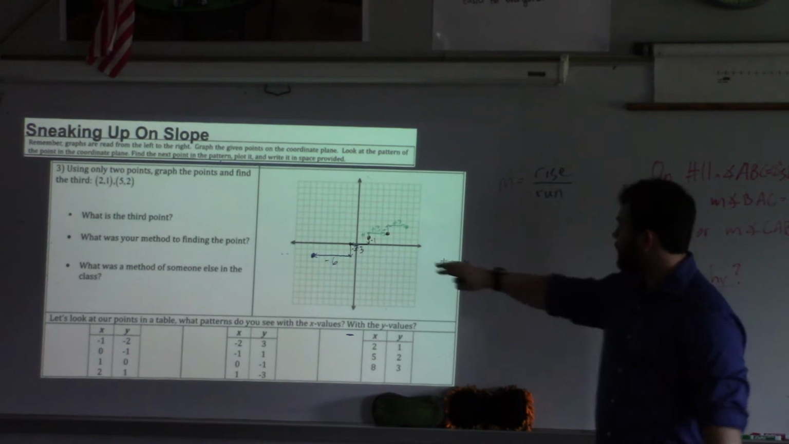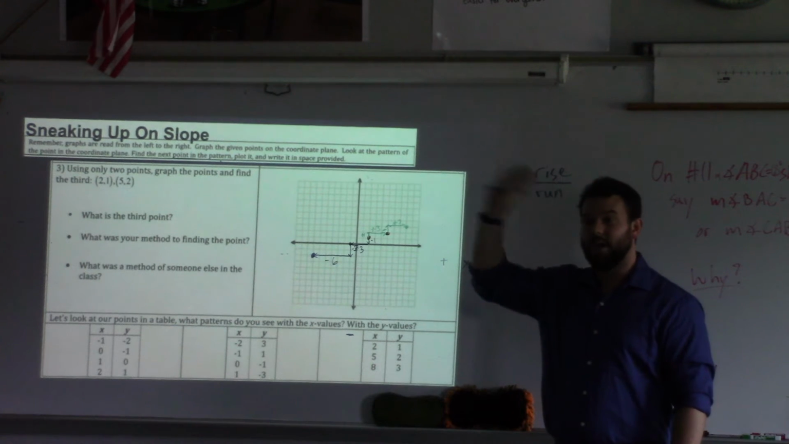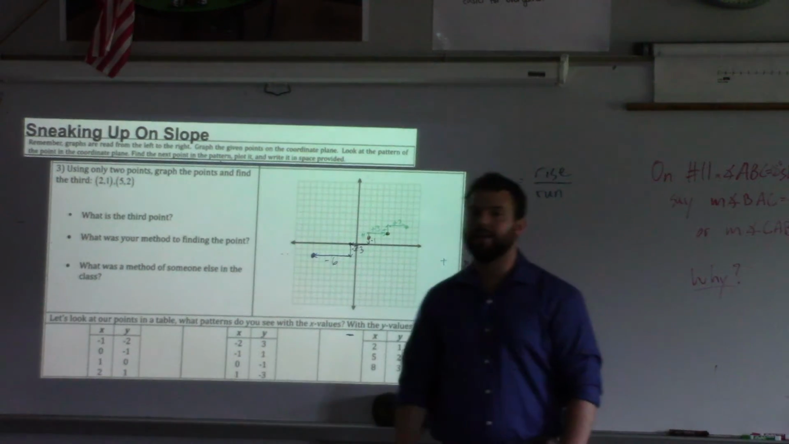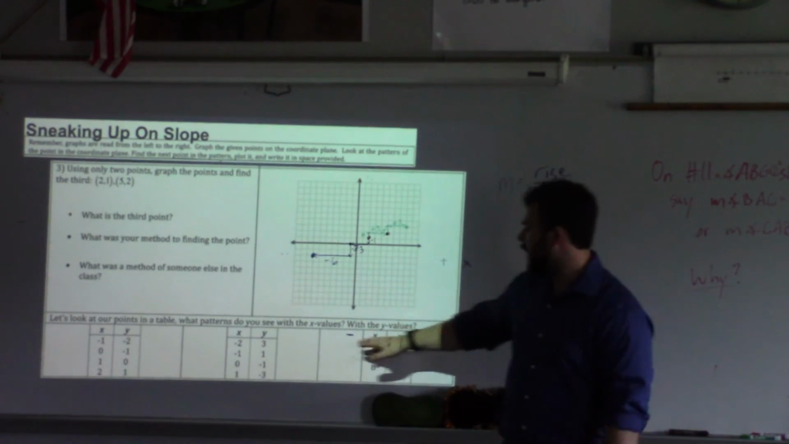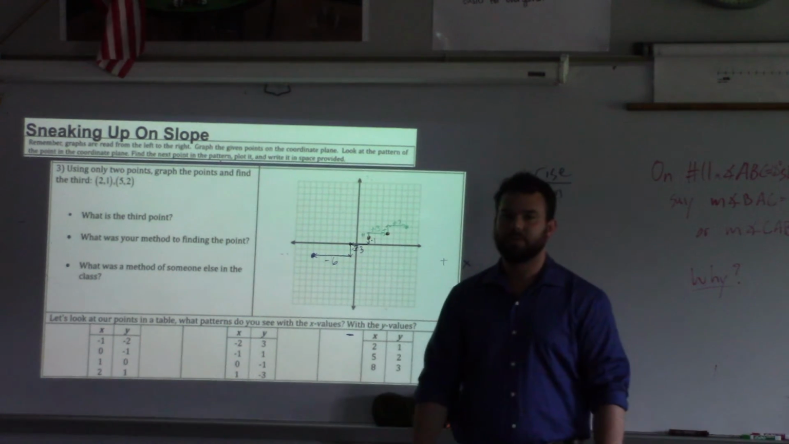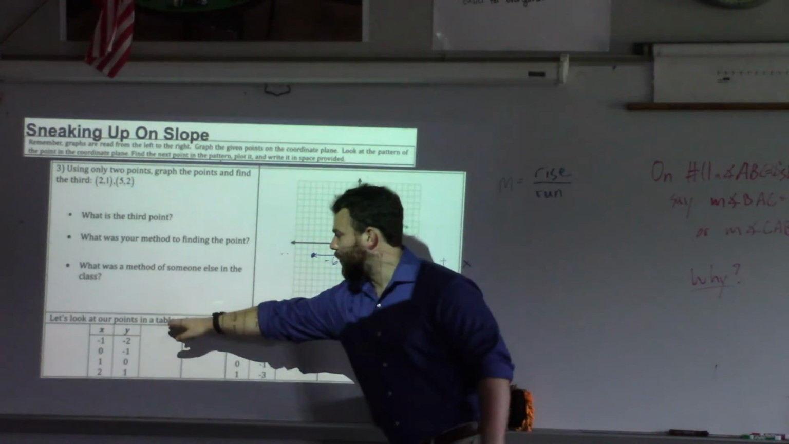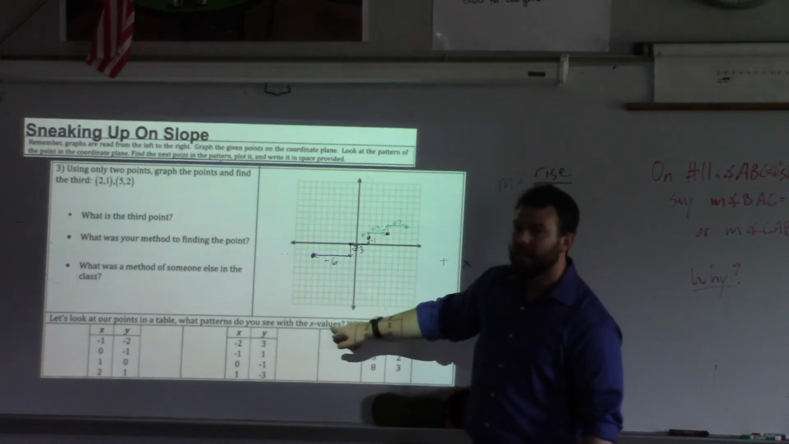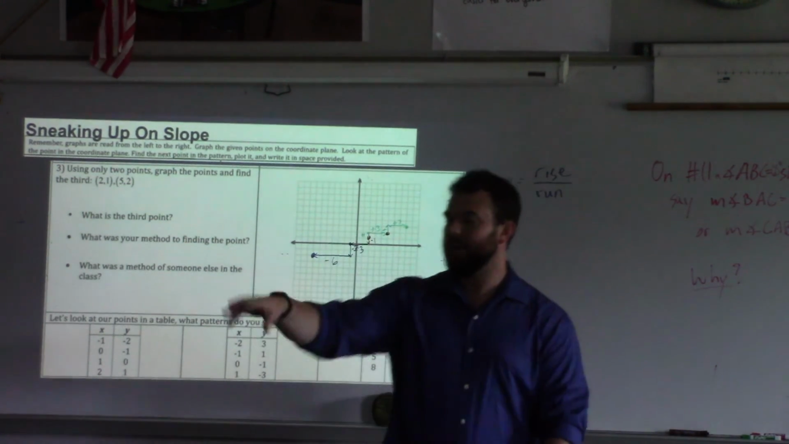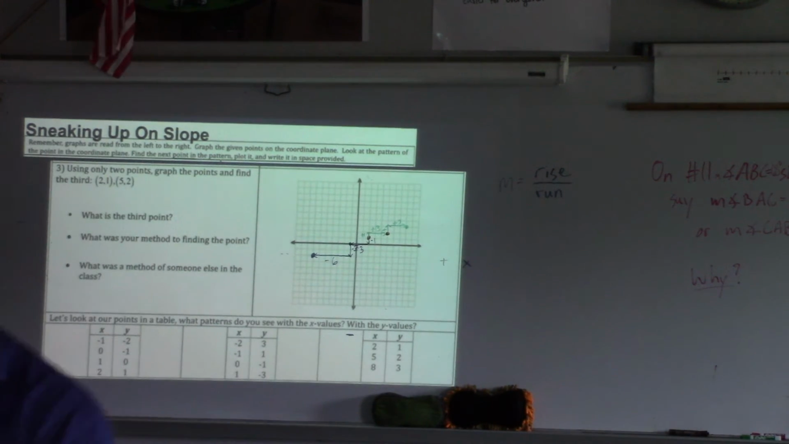So here's the thing. We already know how to find slope in a graph, correct? A lot of times it's much easier to find slope in a table. Explore these tables, try to find a pattern, look at the pattern with the x values, and then look to see if there's a pattern with the y values. Go. With the tables, look at the points in the table, what patterns do you see with the x values, what do you see with the y values? Talk about it in your groups. Just look for the patterns in the x and look for the patterns in the y.